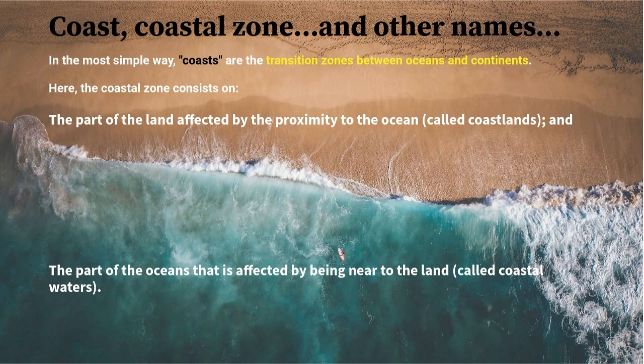While the concepts of coast or coastal zone are intuitively understood, defining precise boundaries for them, whether landward or seaward, proves to be challenging. In the most simple way, coasts are the transition zones between oceans and continents. It is a fact that the coastal zone consists of the part of the land affected by the proximity to the ocean, coastlands, and the part of the oceans that is affected by being near to the land, coastal waters. But to what extent does the land affect the sea and vice versa?